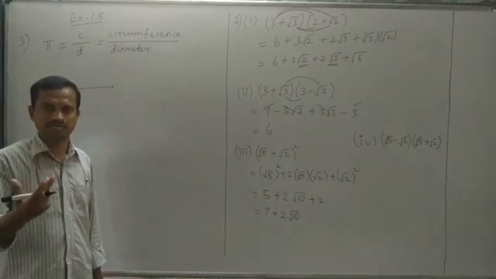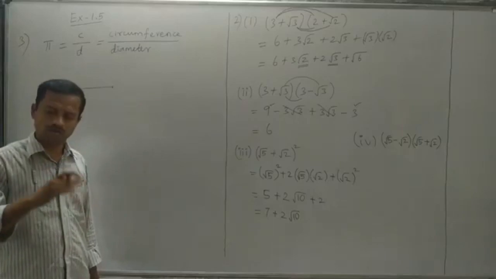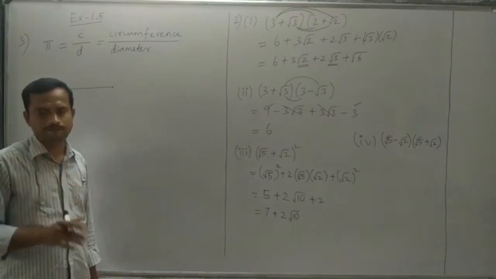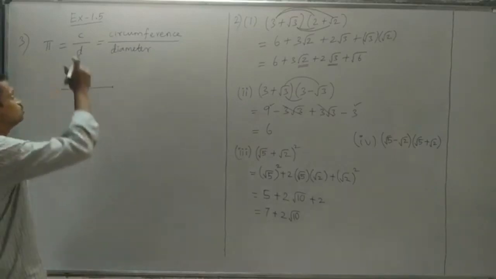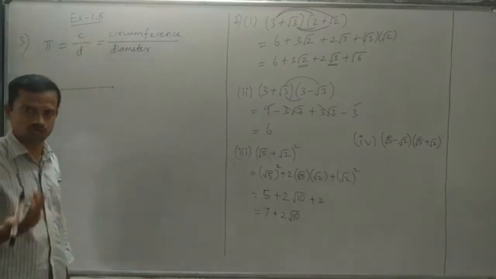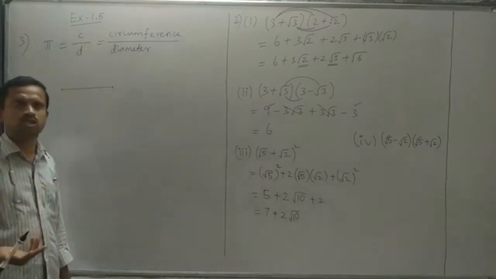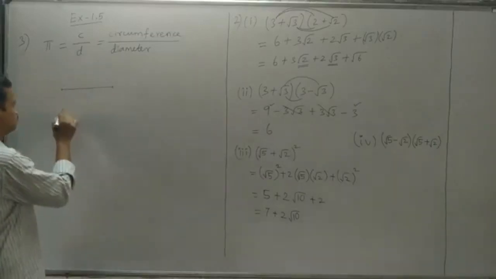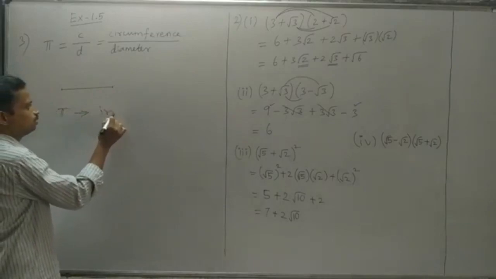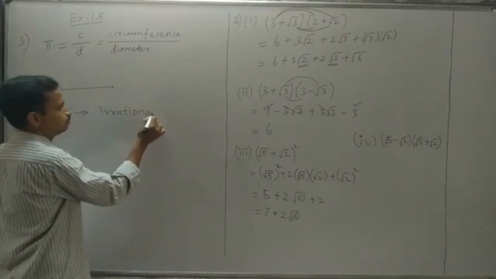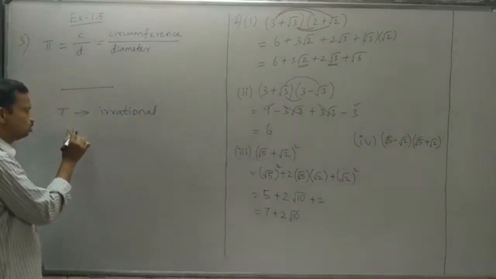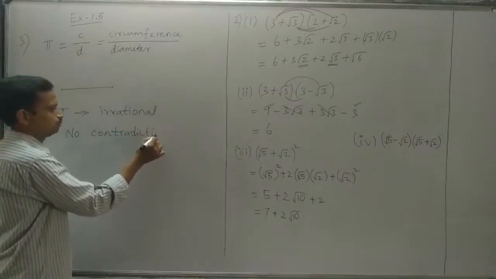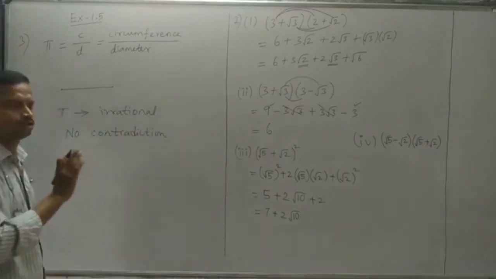So if you measure directly a length or any circumference or a diameter of a circle, we cannot say we can get rational only. So C, the circumference, may be irrational, or D may be irrational, or both C and D may be irrational. So we can say pi is irrational only. So there is no contradiction. This is the solution we can give for this.